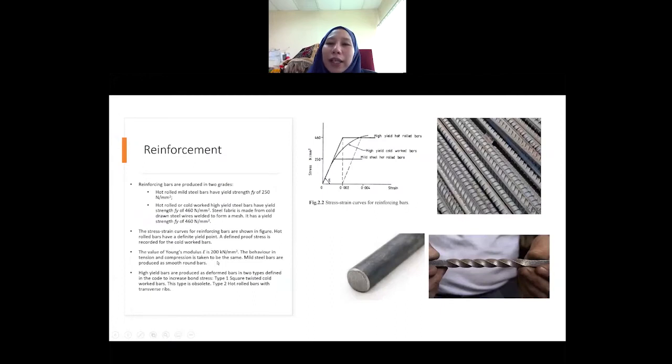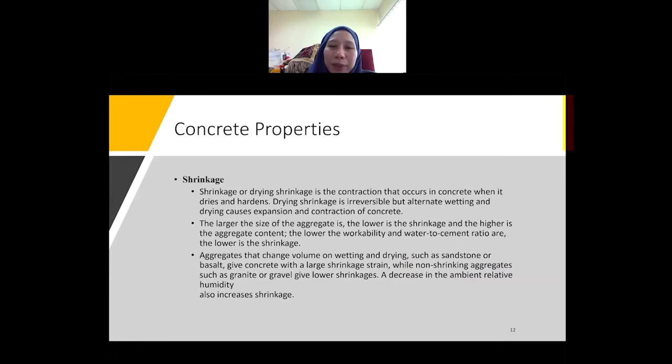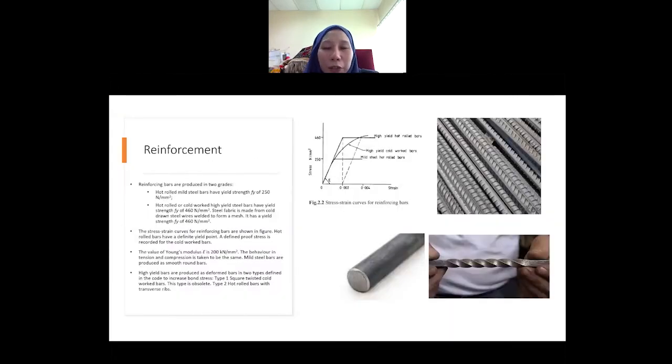Okay, however, I still have not yet touched on the reinforcement. So I can start with this lah. Before this, we ended at concrete properties. So right now we start with reinforcement. So reinforcing bars are produced in 2 grades.